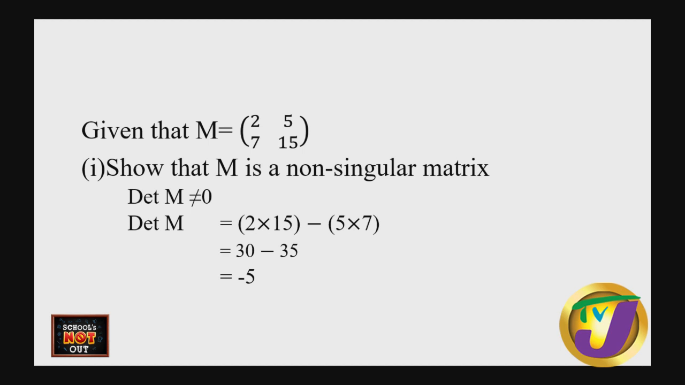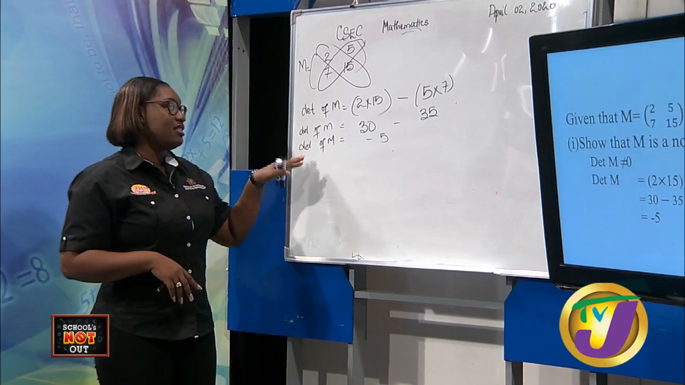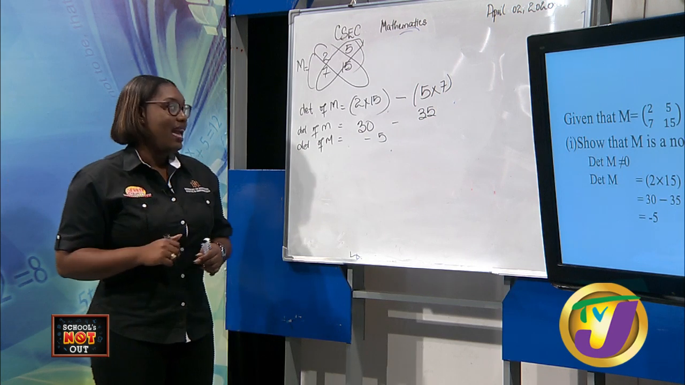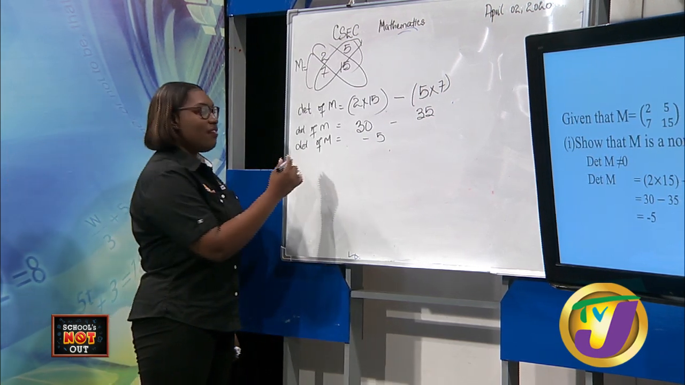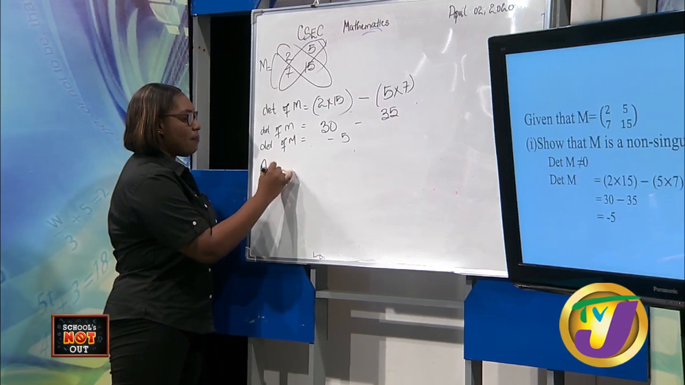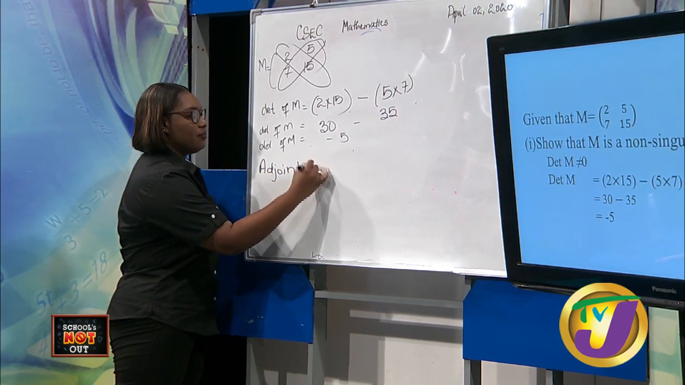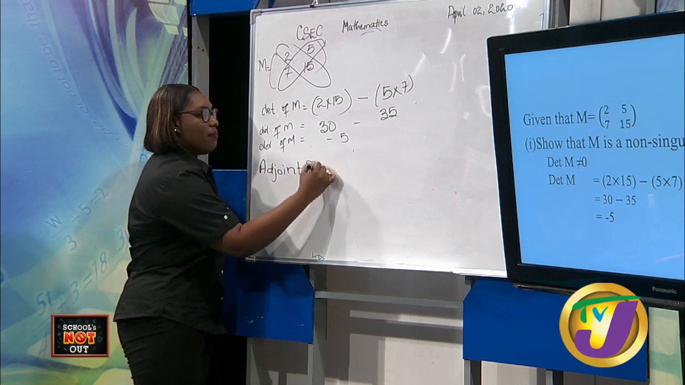All right, so when we talk about the inverse of a matrix, there are 2 things that we need to know. We need to know the determinant, which you just found, and we also need to know the adjoint of the matrix. So let's start off by writing the adjoint of matrix M.